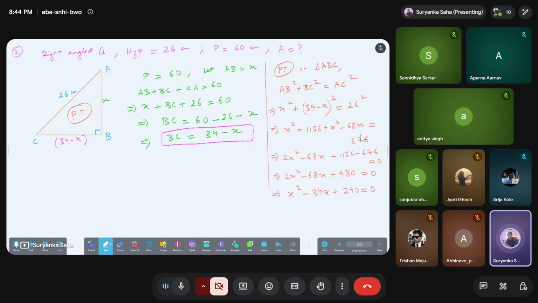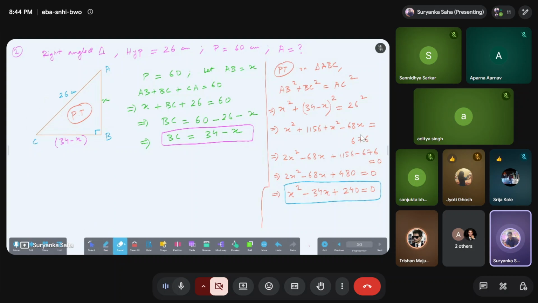And this is a quadratic equation. You have to do middle term factorization. This much is clear? Yes or no? This much is clear or not, everyone? Yes, sir. Okay, so we have to solve it by middle term factorization. Let me write it in the next page.